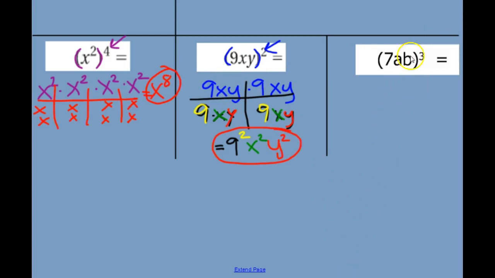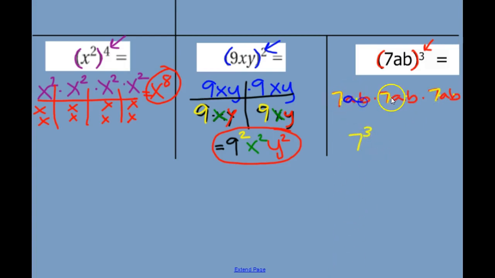Same thing on this next one. We're going to write whatever's in parentheses 3 times. 7ab, 7ab, 7ab. Since there are no exponents, we can just count up how many of each we have. These are all really multiplied. So how many 7s do we have? Well, we have 1, 2, 3. So we have 7 to the power of 3.